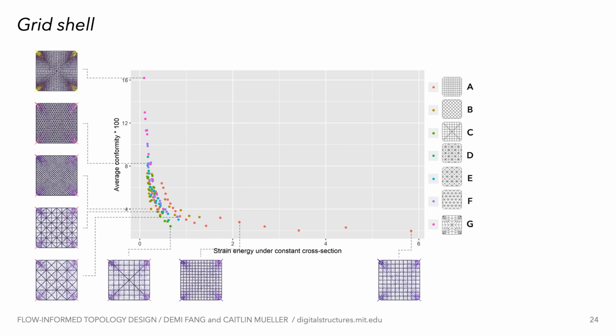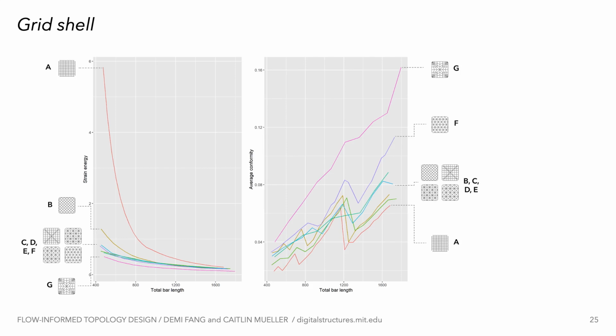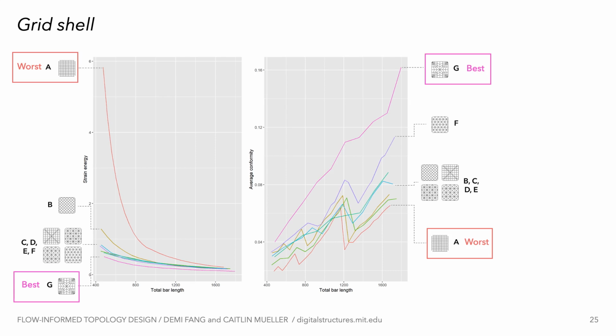One of the more complex design examples studied was for the grid shell topologies. The results show an overall negative correlation, though it is nonlinear. At the very least, the heuristic can usually predict the best and worst topology for these grid shells. These two plots show each of strain energy and conformity as a function of total bar length for the same set of grid shell designs. Both metrics identify topology A as the worst topology and topology G as the best topology for almost all bar lengths.